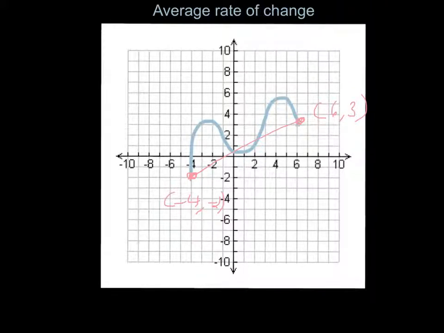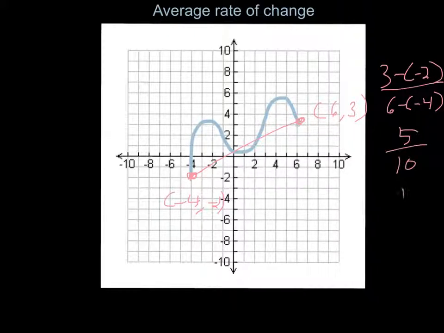So y sub 2 minus y sub 1, 3 minus -2 over 6 minus -4. So then that's going to be 5 over 10, 1/2. So the slope of that line is 1/2, and so we can say the average rate of change for this function in this closed interval, this closed domain, is going to be 1/2.